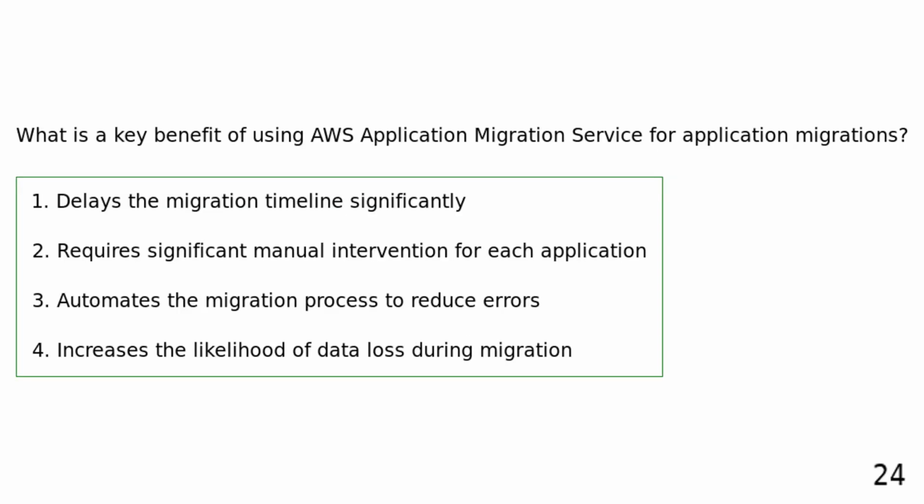What is a key benefit of using AWS Application Migration Service for application migrations? Delays the migration timeline significantly. Requires significant manual intervention for each application. Automates the migration process to reduce errors. Increases the likelihood of data loss during migration.